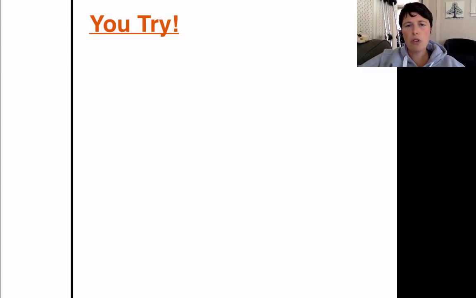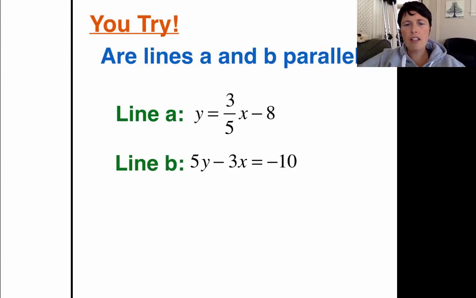Okay, so you try. I'm going to give you a question here. Are these two lines, I called them A and B, are lines A and B parallel? How do you know? Take a minute, pause the video and see if you can answer this question.